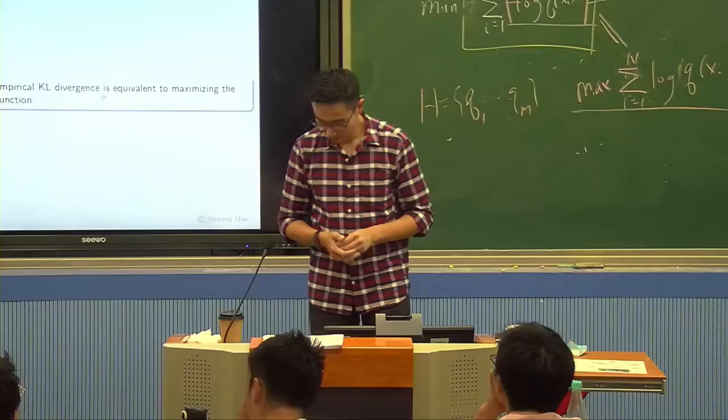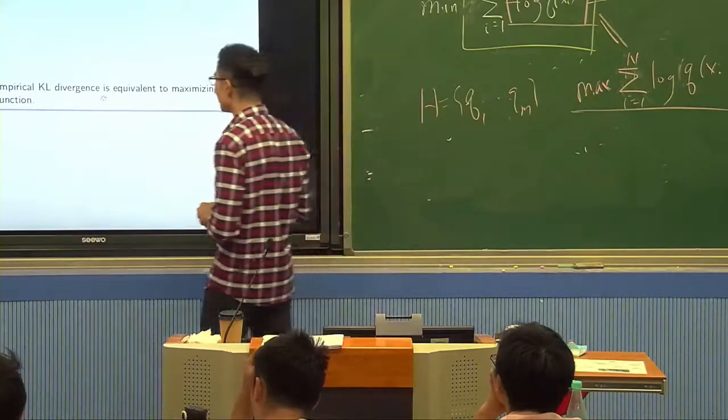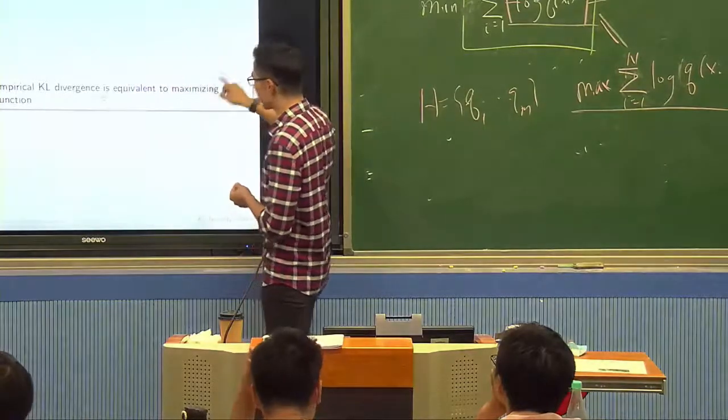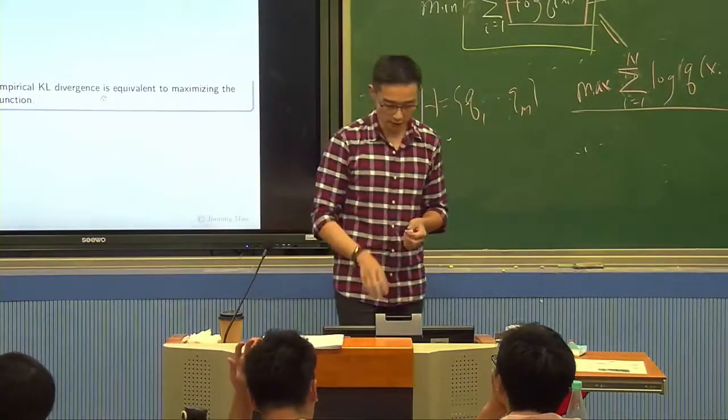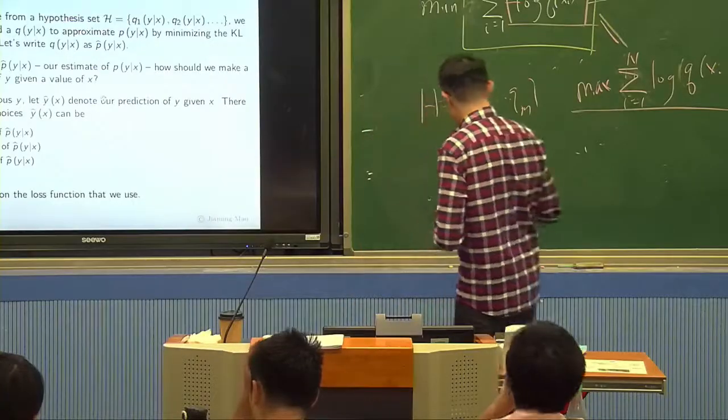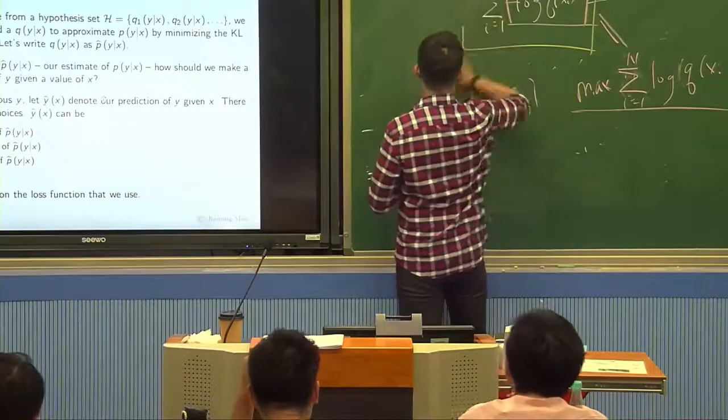All right. So minimizing the empirical KL divergence or minimizing cross-entropy is equivalent to maximizing the log likelihood function. It's the same thing. So that's it.